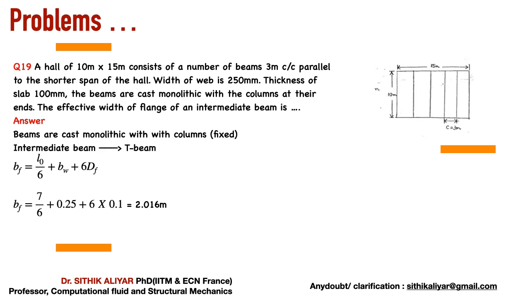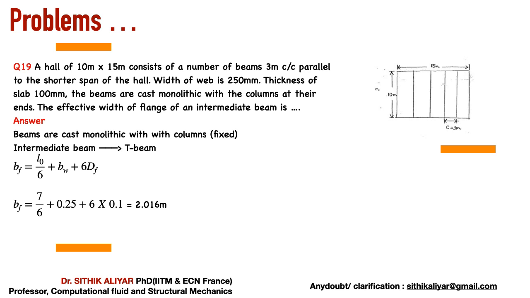Okay, so it is interconnected. So we are using the formula L naught by 6 plus BW plus 6 DF. L naught is given as, what is L naught? Give me a second. So a hall of 10 meter cross 15 meter. It is given the beams are cast monolithic with the columns, means it is a fixed beam. Mostly everywhere it will be a fixed beam unless they have given otherwise. So if it is a fixed beam, we have to use L naught equal to 0.7 L.